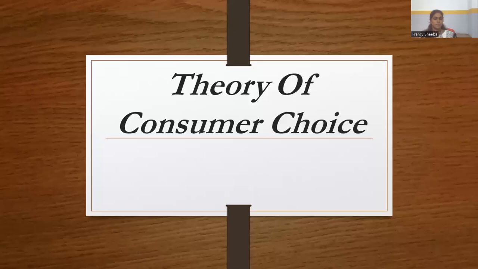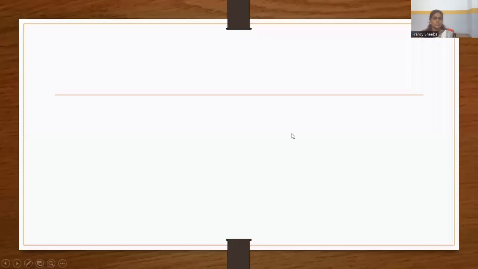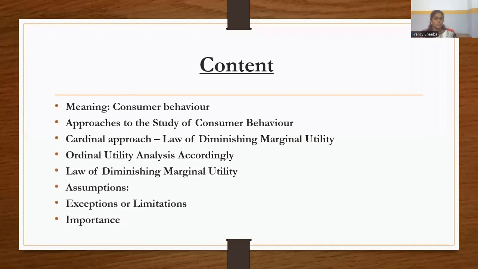Going to discuss about choice. Under theory of consumer choice, we are going to learn about the meaning of consumer behavior, approaches to the study of consumer behavior, meaning of cardinal approach, law of diminishing marginal utility, ordinal utility analysis, and accordingly, law of diminishing marginal utility, assumptions, exceptions, or limitations, and importance.